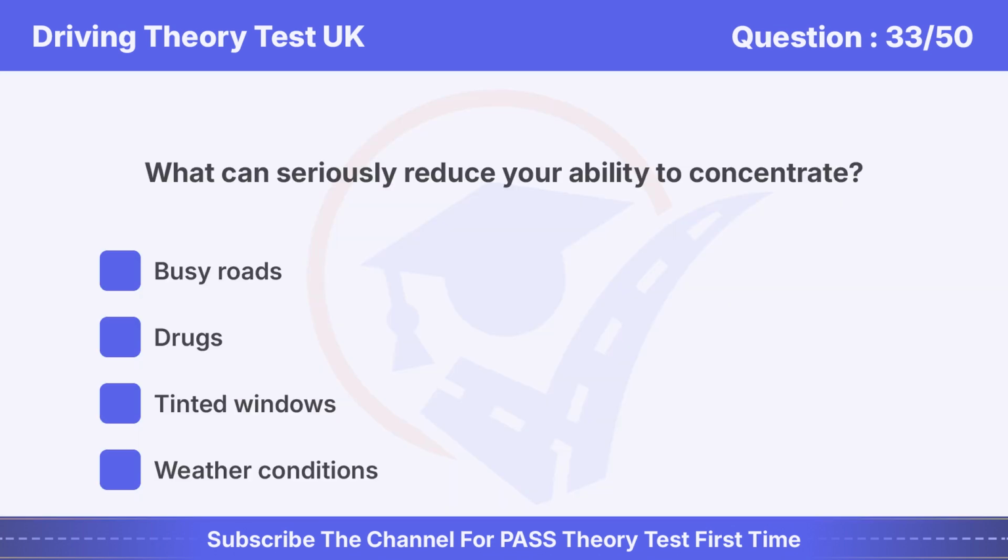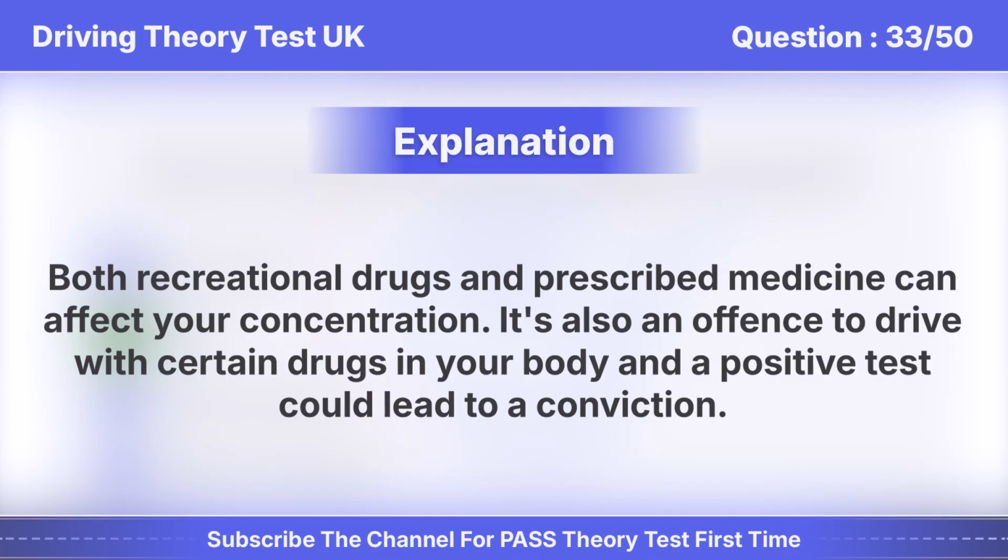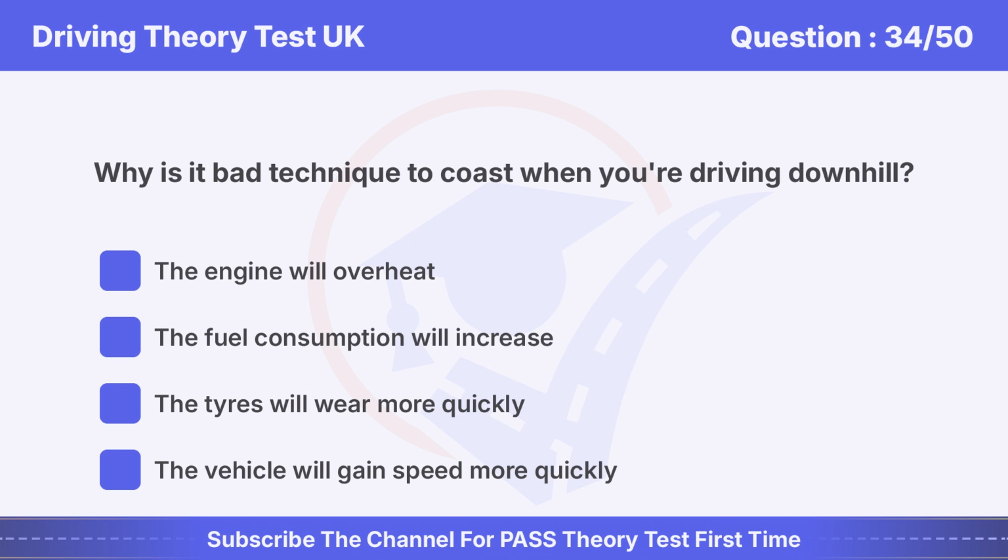Question 33. What can seriously reduce your ability to concentrate? Answer is B. Drugs. Both recreational drugs and prescribed medicine can affect your concentration. It's also an offense to drive with certain drugs in your body, and a positive test could lead to a conviction.